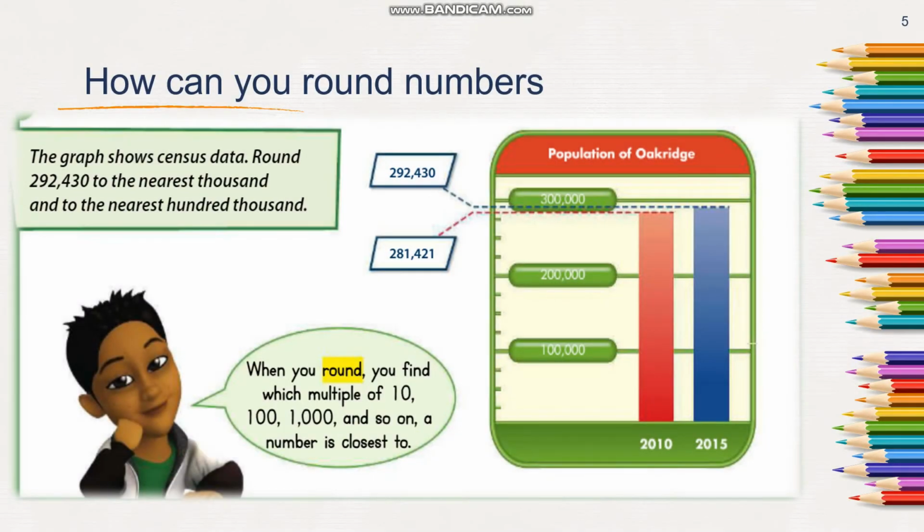How can you round numbers? Let's analyze this problem. The graph shows census data. Round 292,430 to the nearest thousand and to the nearest 100,000. So when you round, you find which multiple of 10, 100, thousands, and so on a number is closest to.